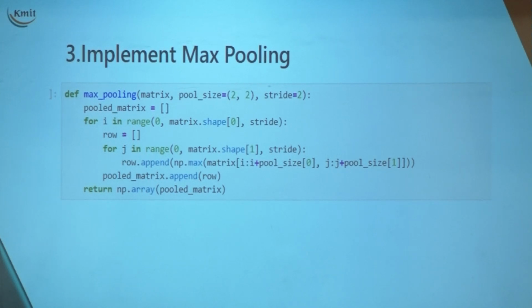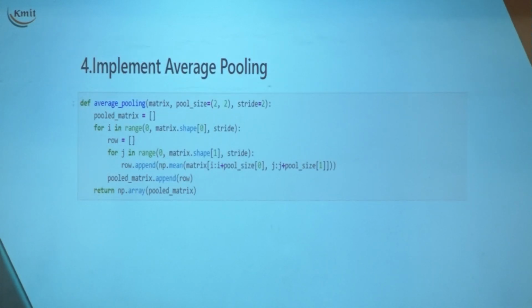What does i colon i plus pool_size represent? What are i and j? The row and column. First row, first column. First row, second column. Second row, first column. Second row, second column. So when I talk about a 2 by 2 matrix, I'll have 2 rows, 2 columns. i represents the rows, j represents the columns. So 4 positions: i and j as 1 and 1, 1 and 2, 2 and 1, 2 and 2. In this way, I'll complete the 2 by 2 matrix. So this is implementing max pooling.